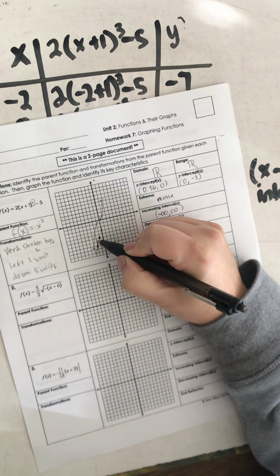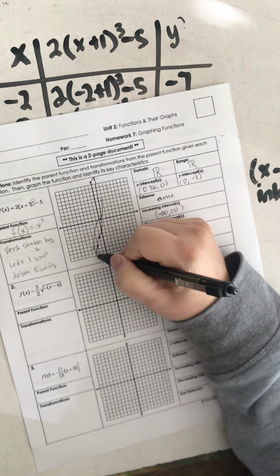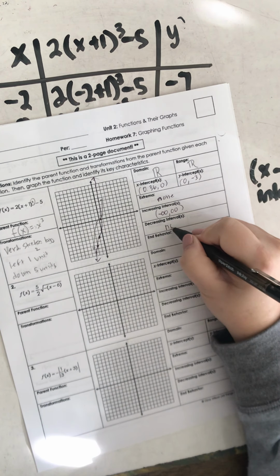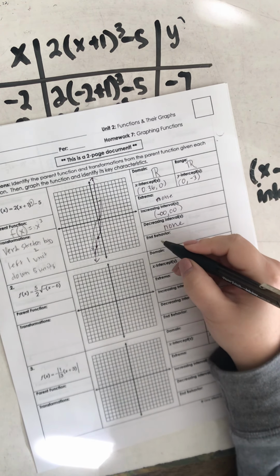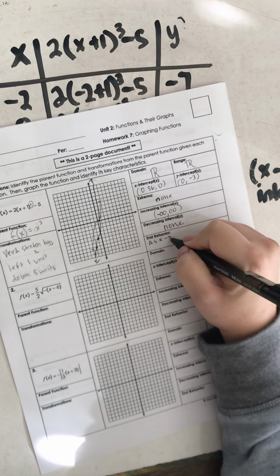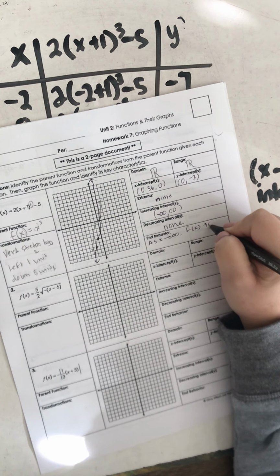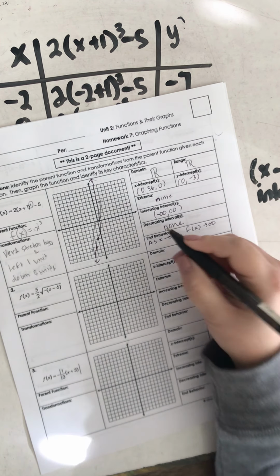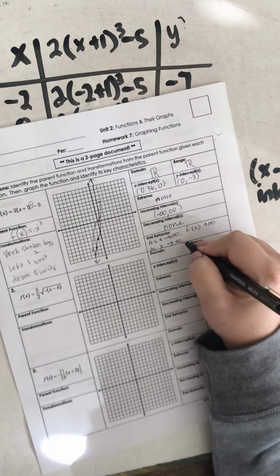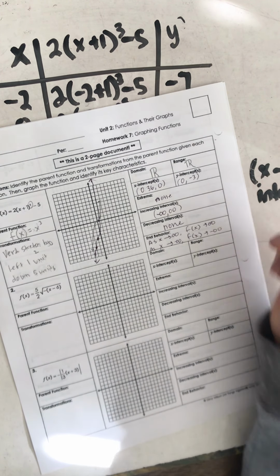So let's go ahead and graph that. Okay. Do we have any decreasing intervals? Nope. Our end behavior: as x approaches +infinity, f of x approaches +infinity. As x approaches -infinity, f of x approaches -infinity.